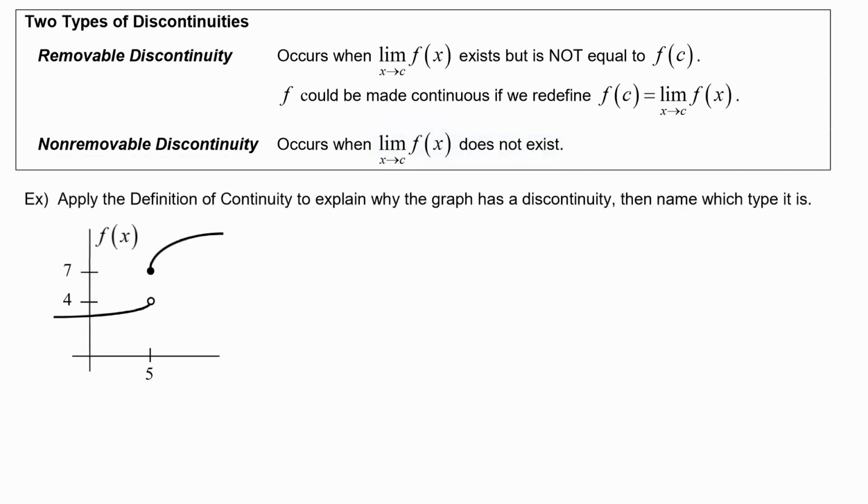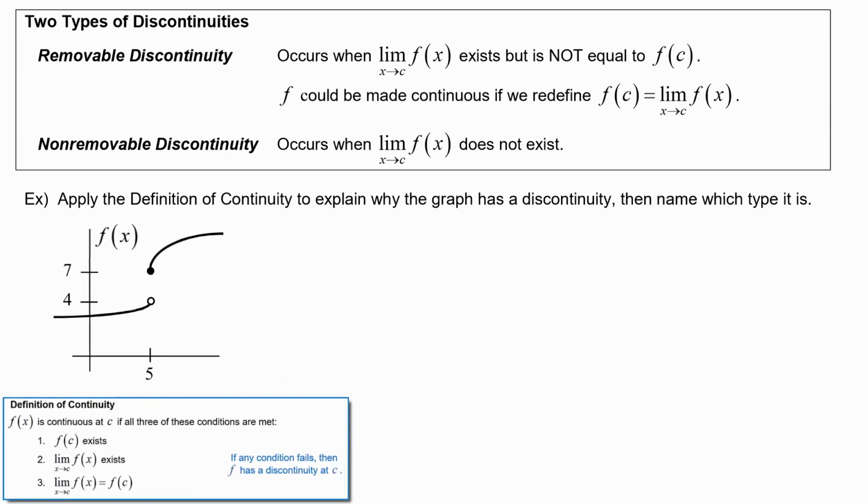In this example, apply the definition of continuity to explain why the graph has a discontinuity, then name which type it is. So we're looking here at x equals 5, and if we apply the definition of continuity, step 1 says we need to look at f of 5 and see if it exists. According to the graph, f of 5 is equal to 7, so it does exist. So far we have satisfied step 1.